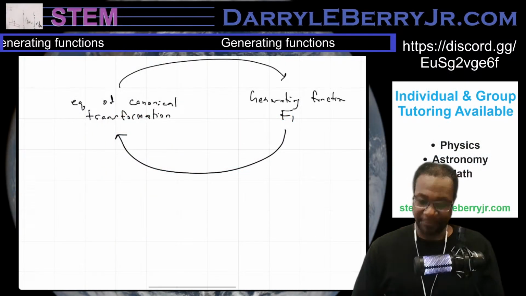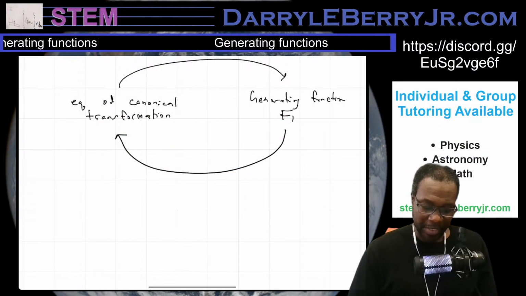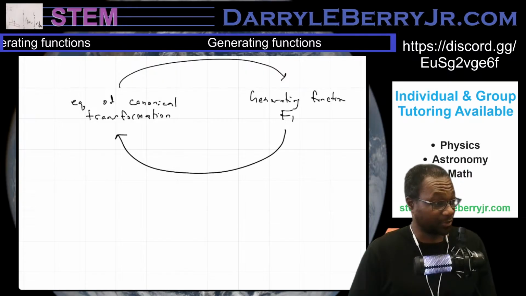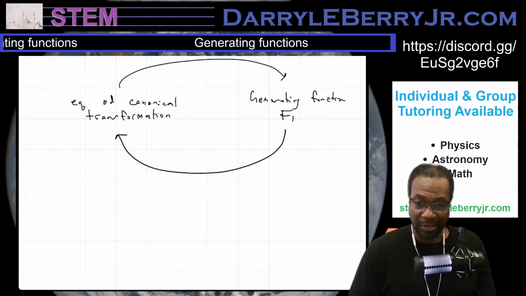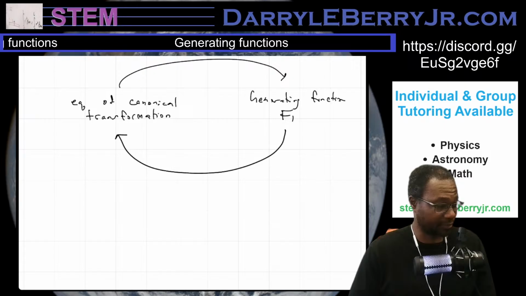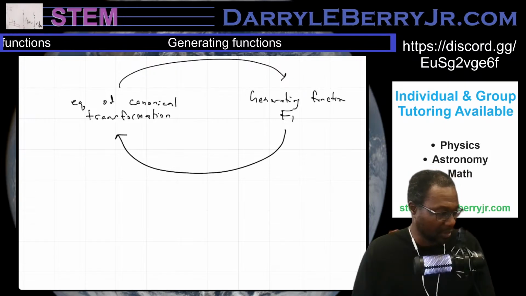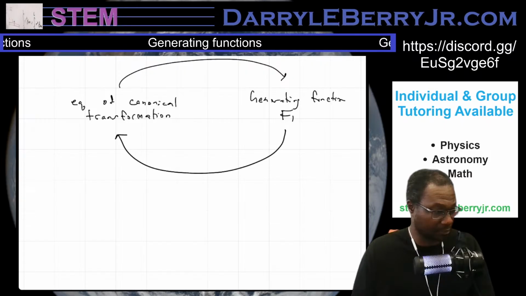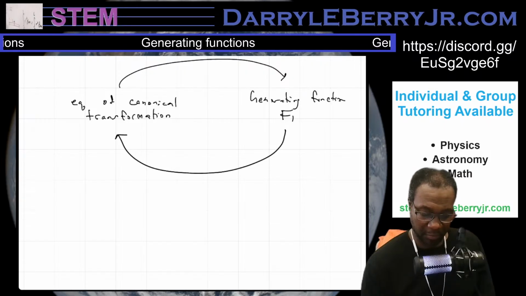So that's what I was looking at. Apparently, the equations of canonical transformation, which I'm still actually unclear what that is, and the generating function F1 are related. You can go from one to the other. Equations of transformation 9.4.